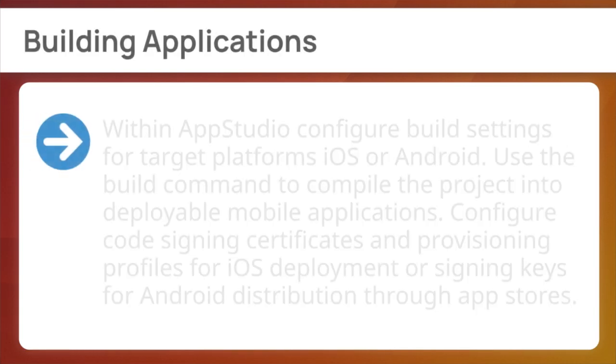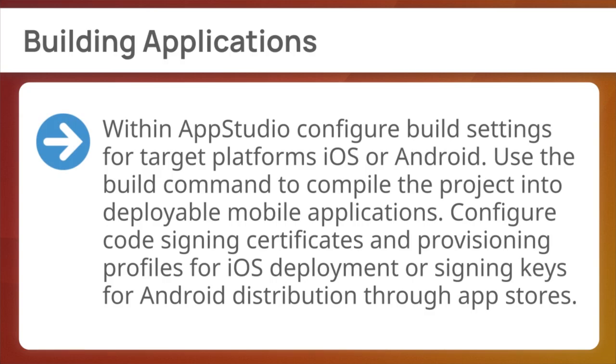Next, building applications. Within AppStudio, configure build settings for target platforms, iOS or Android. Use the build command to compile the project into deployable mobile applications. Configure code signing certificates and provisioning profiles for iOS deployment, or signing keys for Android distribution through app stores.